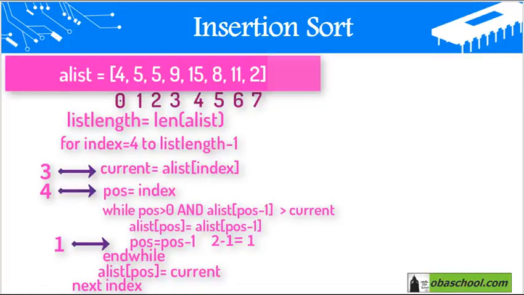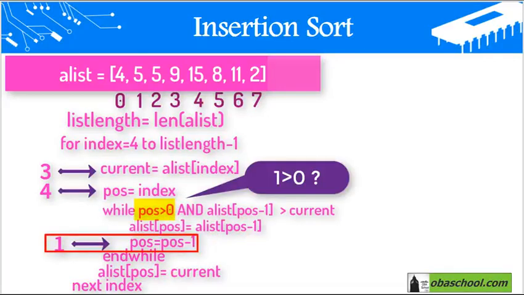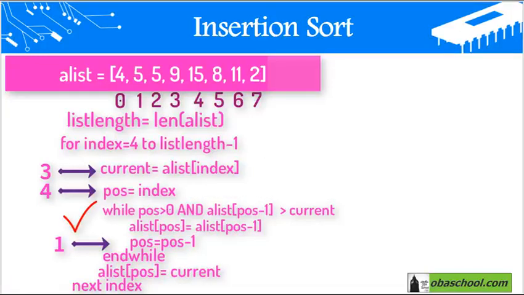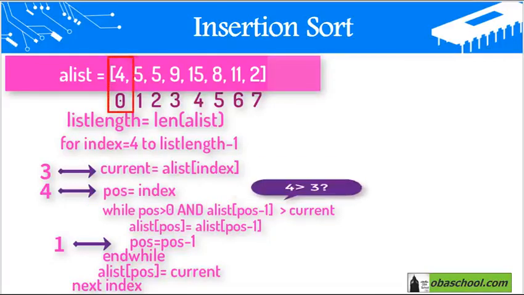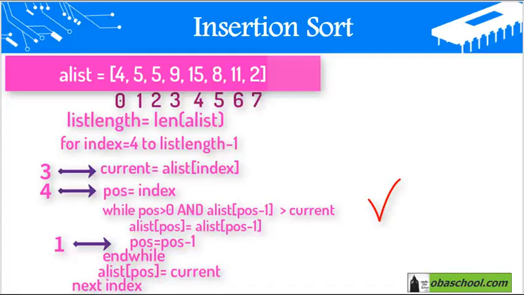Then we will re-go to the loop while. So pose, that is 1, is it greater than 0? This condition is true. And a list pose minus 1, that is 1 minus 1, it's equal to 0. Is it greater than the current, that is 3? This condition is true, so we enter the loop while.